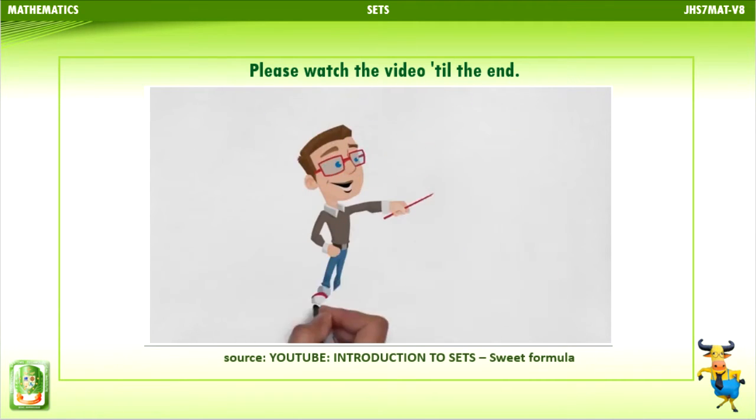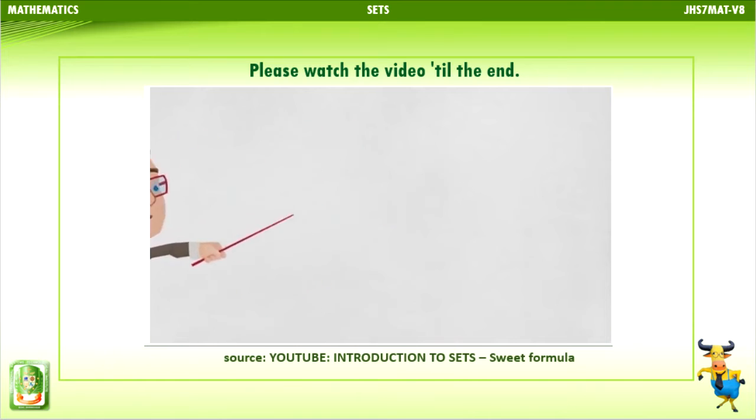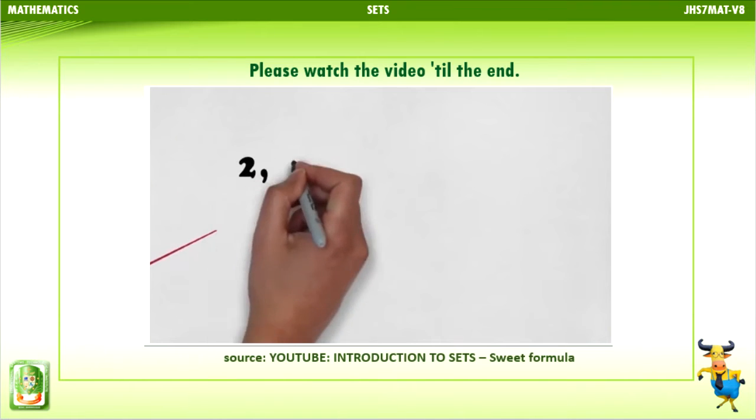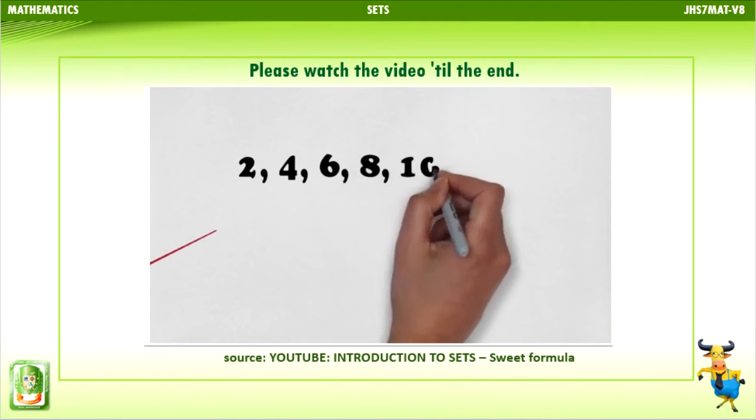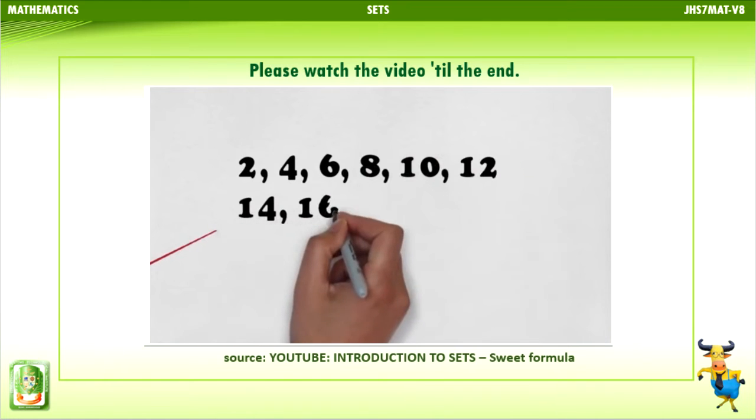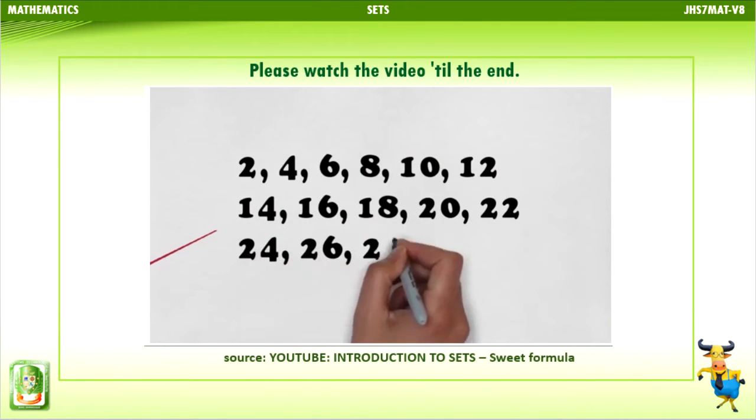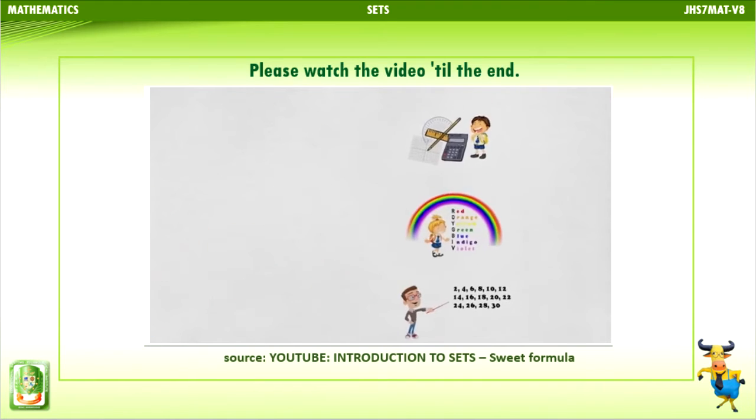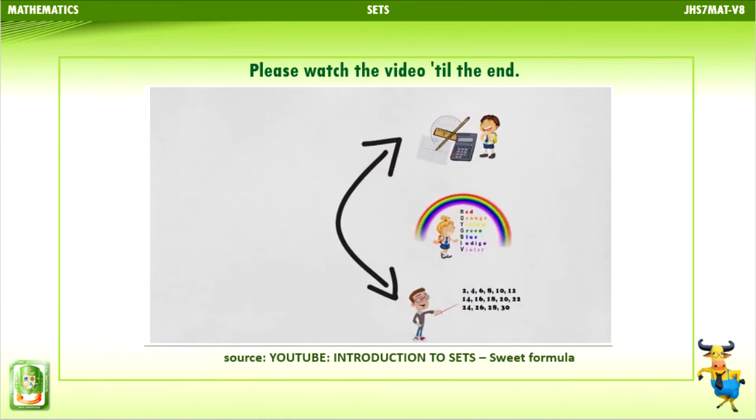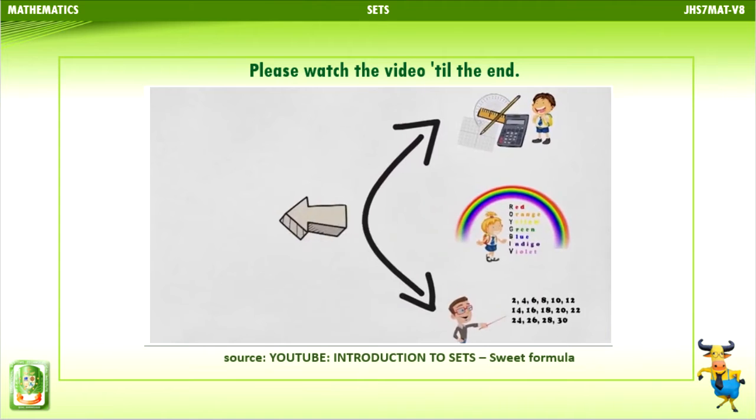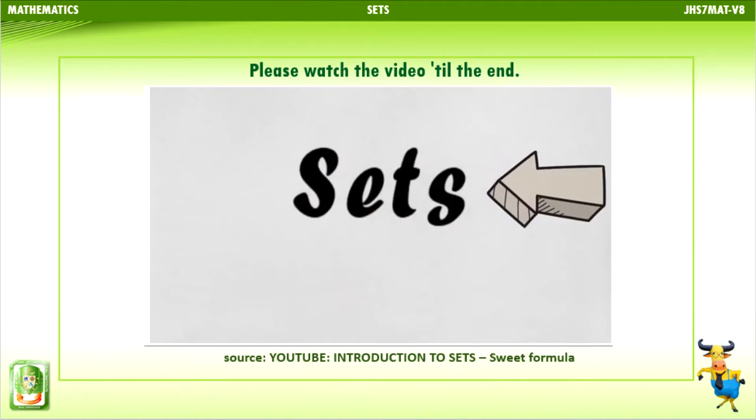Teacher Mike then mentioned all even numbers from 2 to 30. 2, 4, 6, 8, 10, 12, 14, 16, 18, 20, 22, 24, 26, 28, 30. These three groups are examples of what we mathematically call sets.